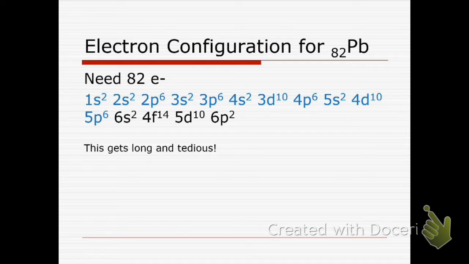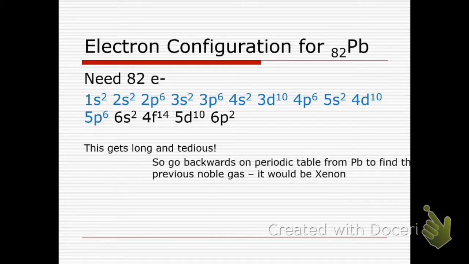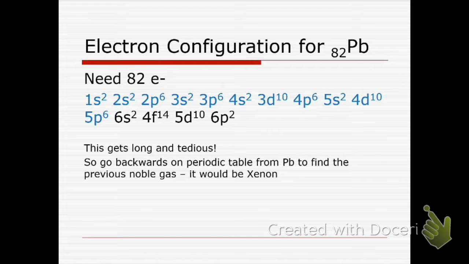How does it work? You're going to look on your periodic table and go backwards from lead until you come to a noble gas. In this case, it would be xenon, atomic number 54. If I wrote the electron configuration for xenon, it would look like this, starting at 1s2 and going all the way through 5p6.